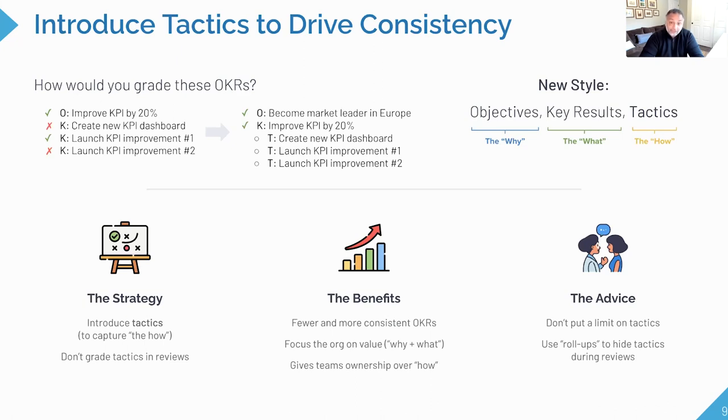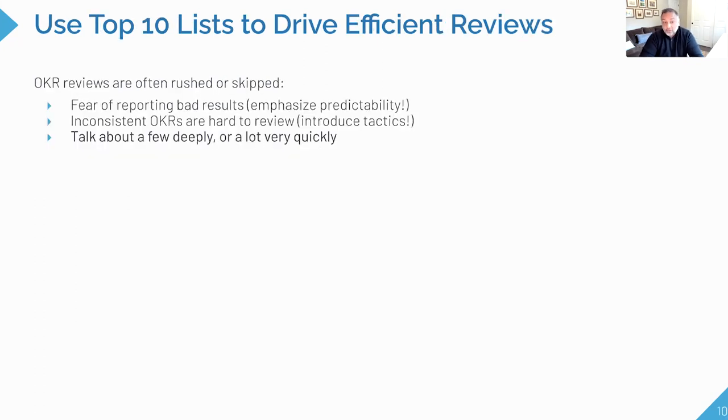The key though is during the reviews themselves, focus on the why and the what. One way to do this, if you track OKRs in a spreadsheet, for example, you can create rows of tactics and group them and roll them up under a key result so you can expand and collapse them as you need. So that's tactics. Let's talk about OKR reviews.